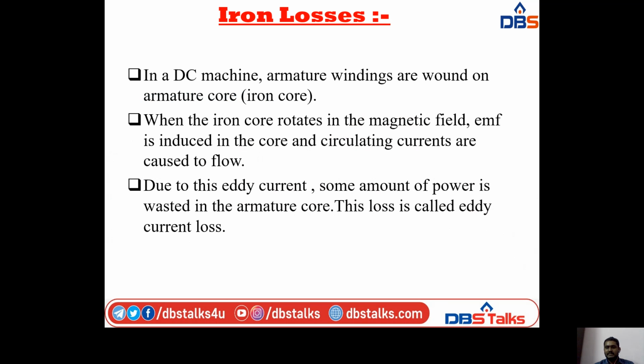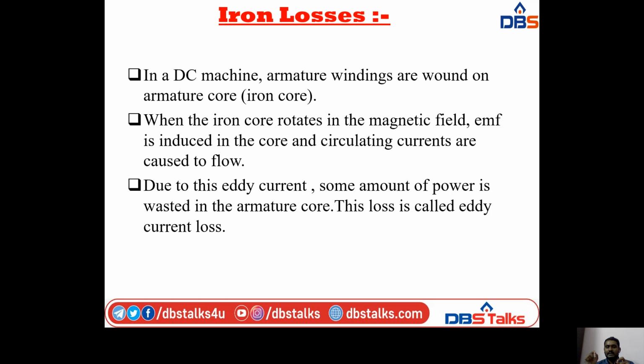In a DC machine, armature windings are wound on the armature core, which is also known as the iron core. This armature core is represented in the diagram with a thick line circle. Next, the iron core rotates in the magnetic field, which occurs because of the presence of two poles. In between the two poles we have one magnetic field.